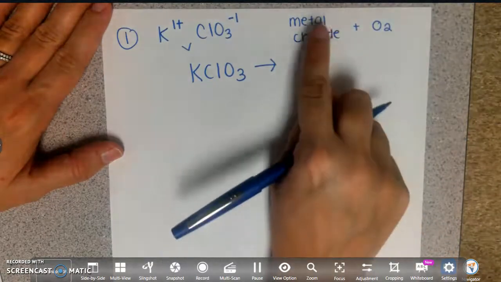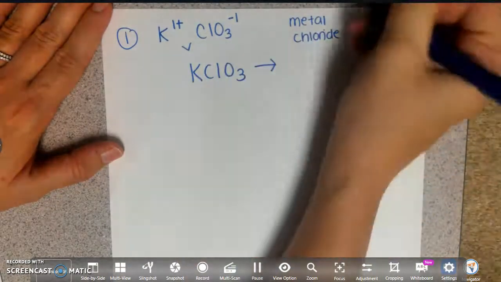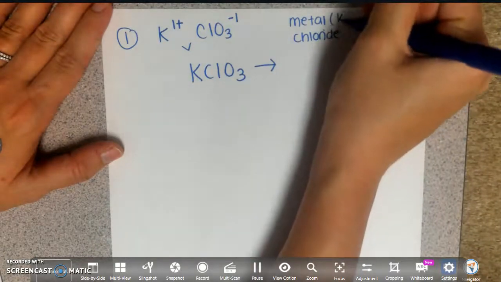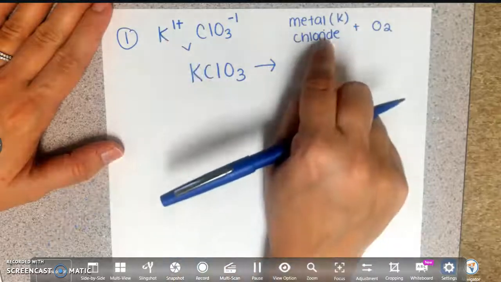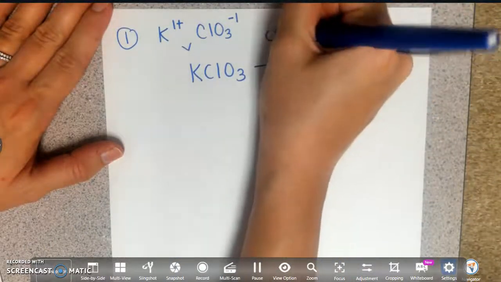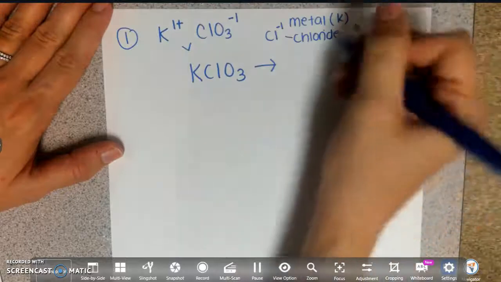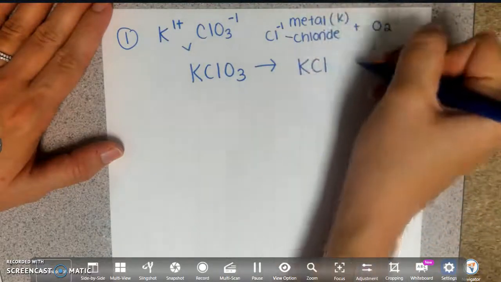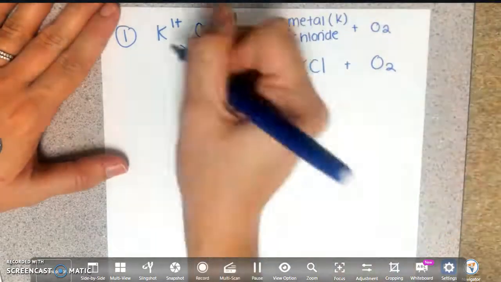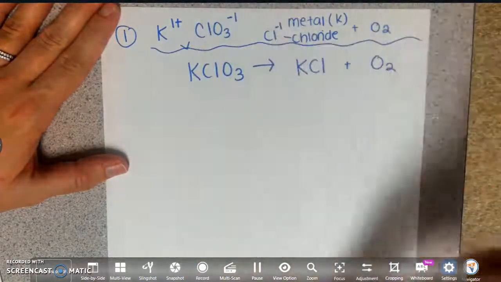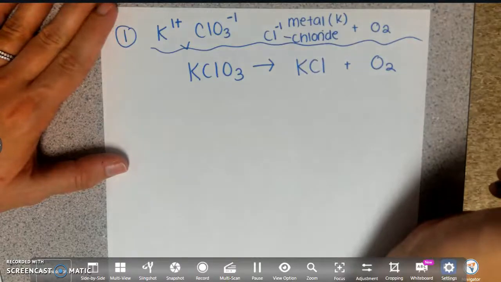Now my metal, it's not metal, it's potassium, so really it's potassium chloride. Potassium is a +1, chloride is just chlorine, which has a -1 charge, so that is KCl plus O2. And then we need to balance, now this, remember, that's not part of the equation, that's just helping us write it. We need to balance this equation.